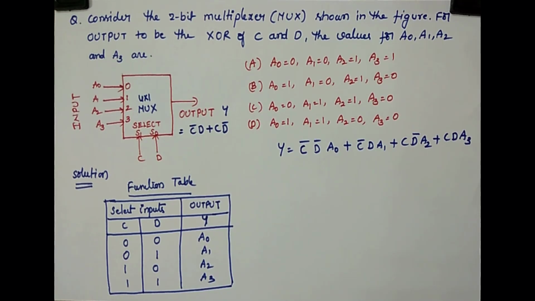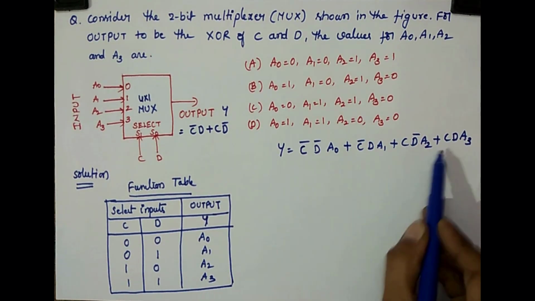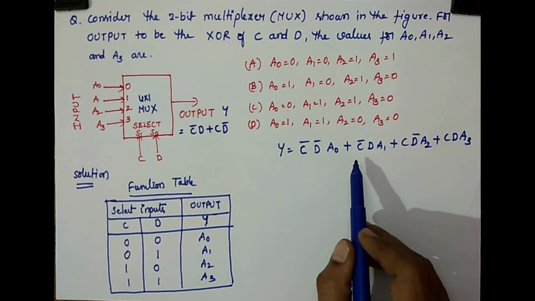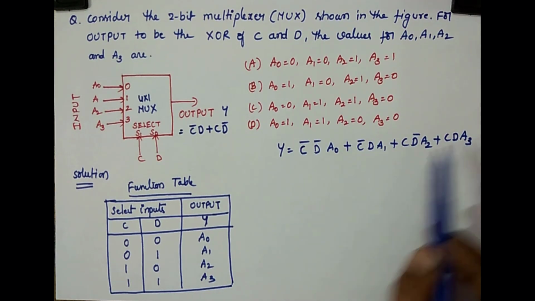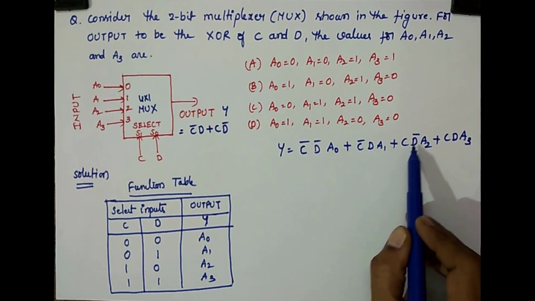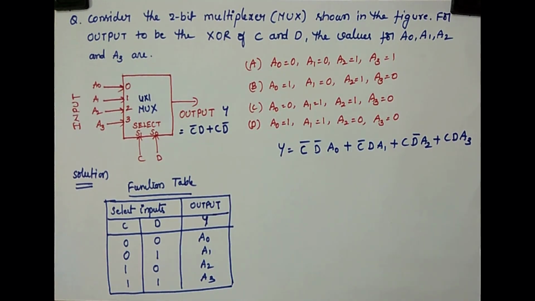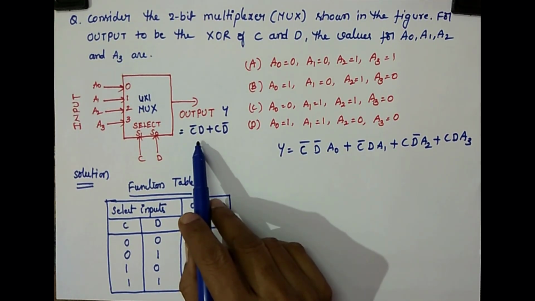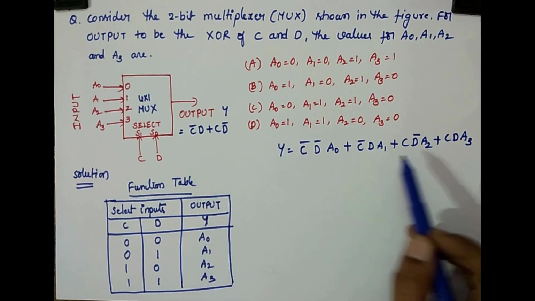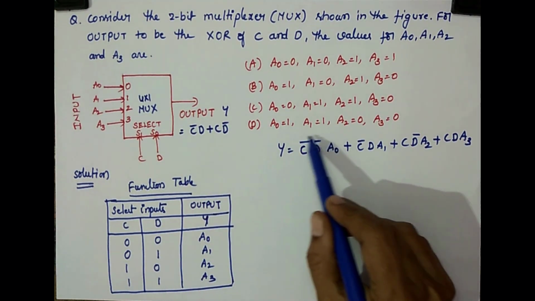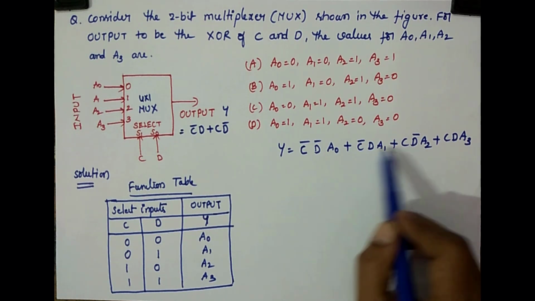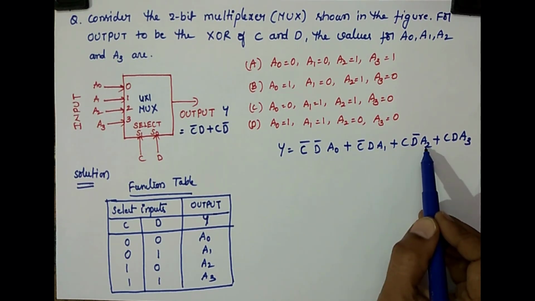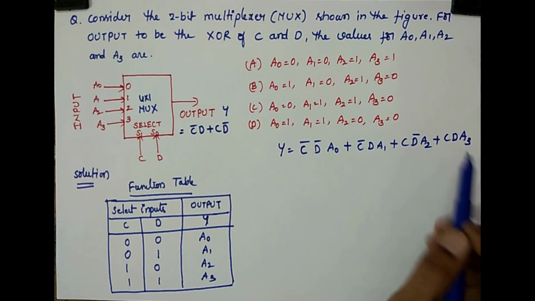So what they asked in the question is that the output must be XOR of C and D. Now you got 4 terms. Observe where the XOR terms are. What are the XOR terms? C bar D and CD bar. In these 4 terms, you have C bar D in the second term and CD bar in the third term. So you'll get Y equal to C bar D plus CD bar when A0 is 0, because it should be removed, and A3 is 0, because it should be removed, since the XOR terms are only these two. And what about A1 and A2? A1 must be 1 and A2 must be 1.